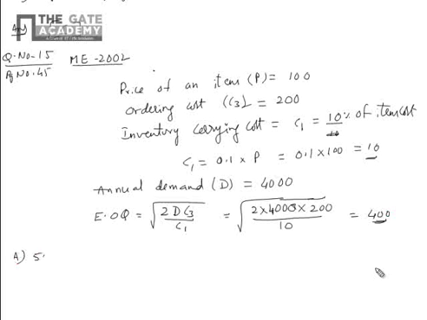Answers given are A 50, B 100, C 200, D 400. So the answer is D. So like this, inventory questions mostly they give only in Wilson's model. They won't generally ask beyond that. They didn't ask ever. Next question.